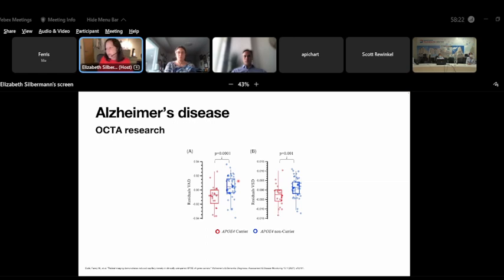So I think there will be more research focused on this, but this raises the possibility that OCTA may be an interesting biomarker to screen individuals early on in their disease process, perhaps even preclinical dementia patients, in order to identify some of these very, very early differences.